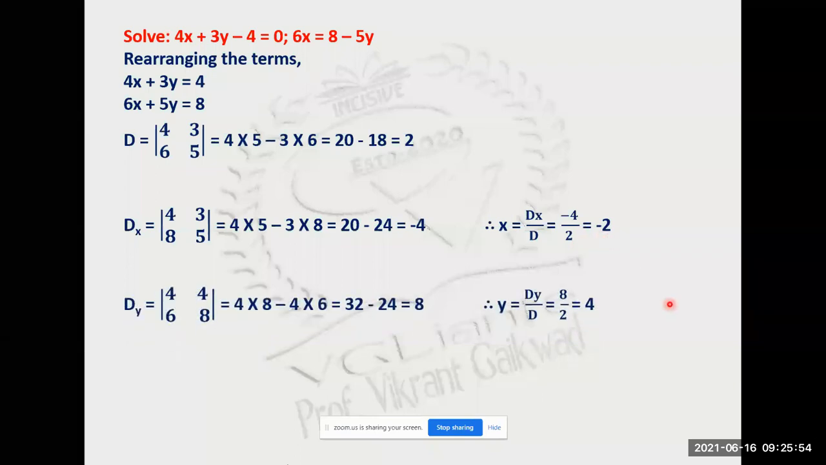For determinant of y, we take the coefficients of x, 4, 6, then the constants 4, 8. Multiplying diagonally, 4 into 8 minus 4 into 6, which is 32 minus 24, equals 8. So y is given as dy upon d, that is 8 upon 2, which equals 4.